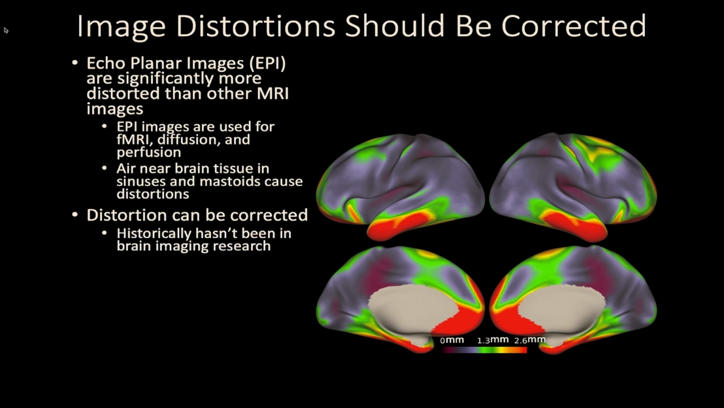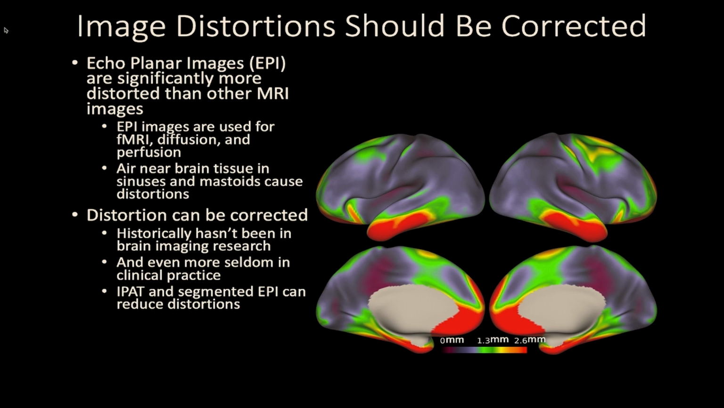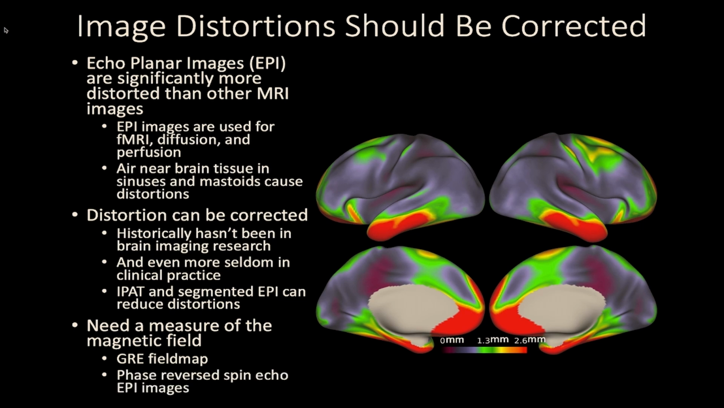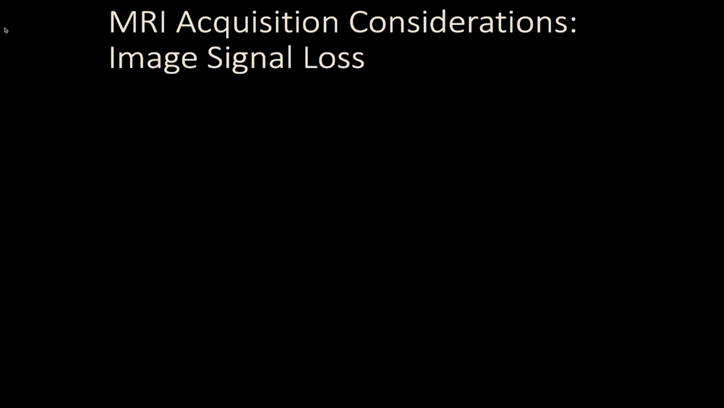But you can correct for this distortion. In the past it hasn't been done, but it's becoming much more common now in brain imaging research. Clinical practice is still lagging behind, unfortunately. Things like parallel imaging, within plane parallel imaging like IPAT or GRAPPA or SENSE can help. Segmented EPI can also help, although it makes scans longer. You need some measure of the magnetic field. It can be a vendor standard field map that uses 2 different gradient echoes and a phase difference image, or it can be 2 different spin echo images with reverse phase encoding directions. Either is good for measuring magnetic field.